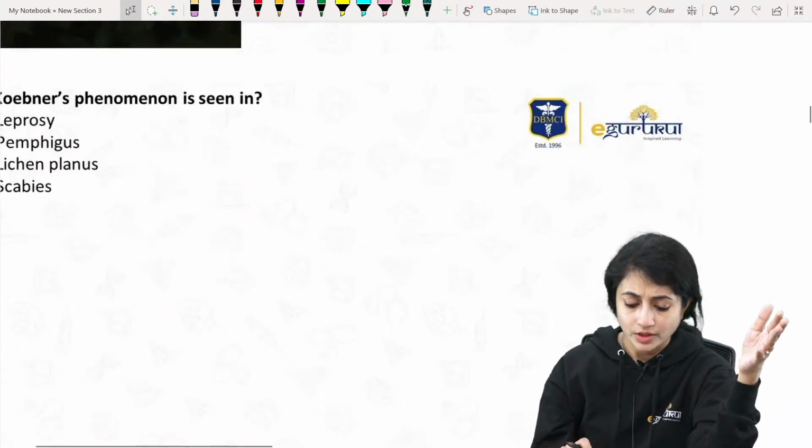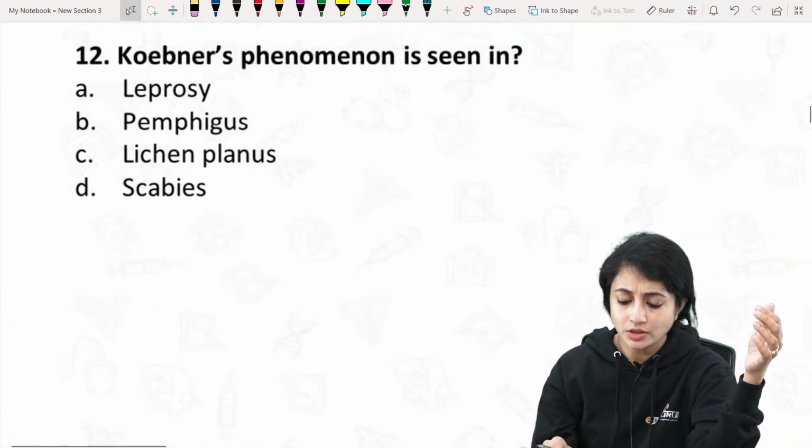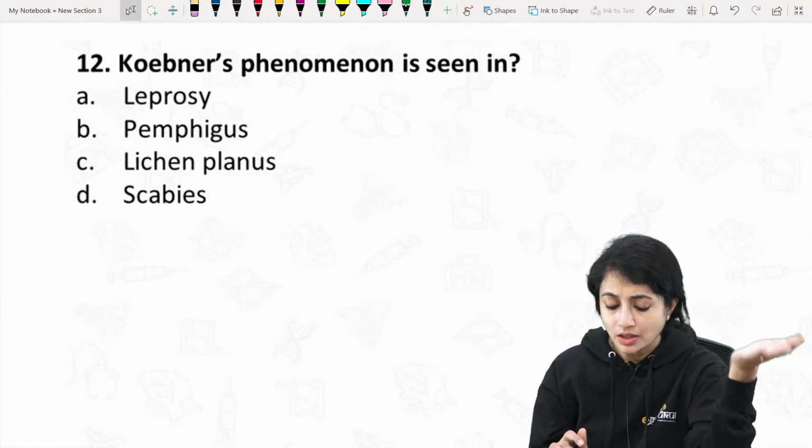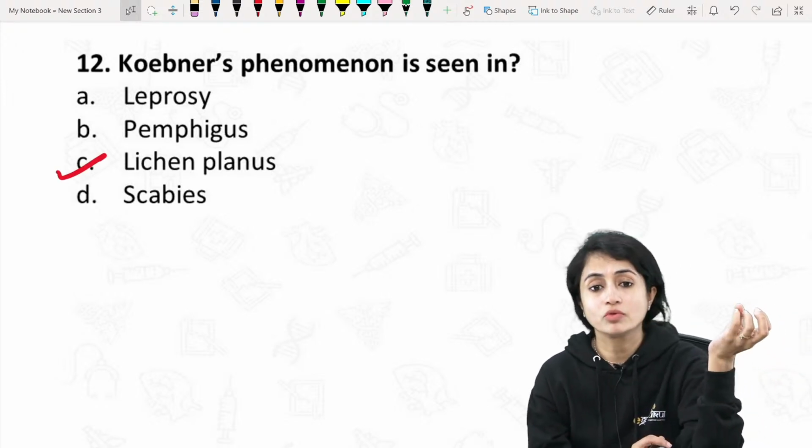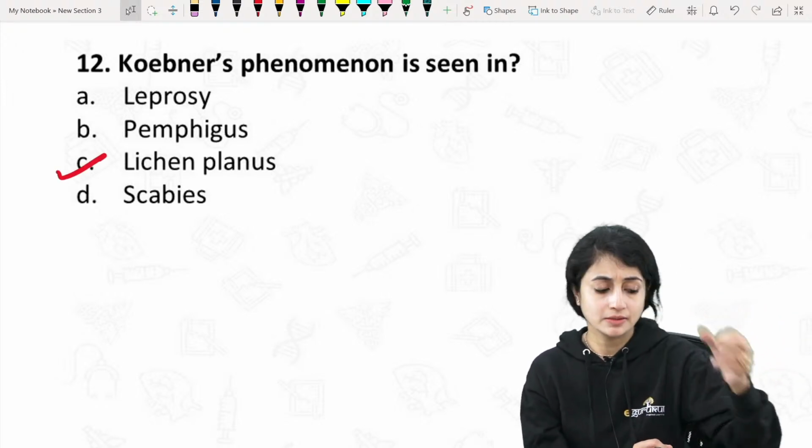So this is pseudo Koebnerization. Two main conditions, molluscum and warts, and true Koebnerization is seen in psoriasis, lichen planus and vitiligo. So if you look at the options here, Koebner's phenomena is seen in leprosy, pemphigus, lichen planus, scabies. Obviously it would be lichen planus.